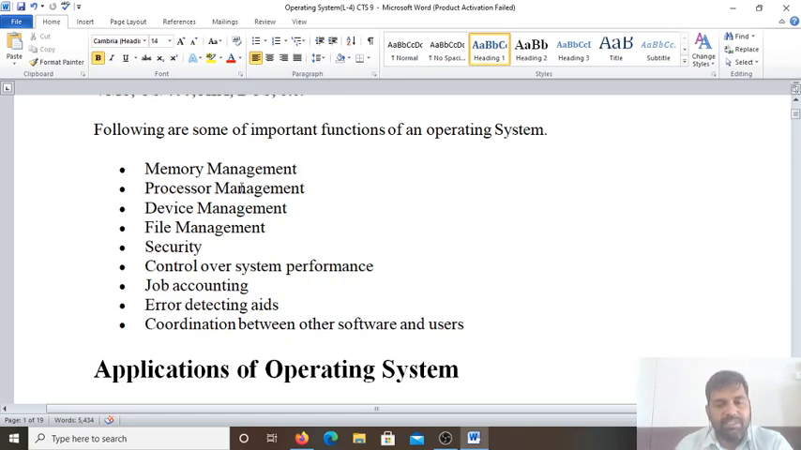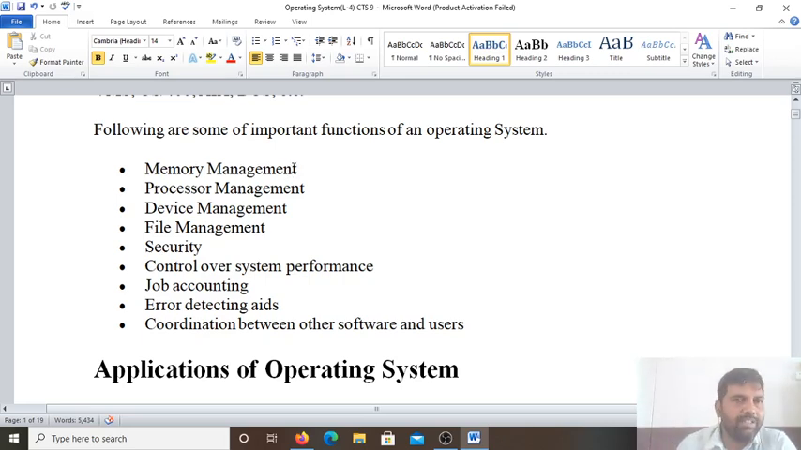Processor management means the operating system manages the working of the CPU by allocating the CPU to various jobs. It also ensures that each process and application receives enough processor time to function properly. There are many algorithms used to assign the processor to the processes, like the round robin algorithm, which is not part of the syllabus, but you will learn it in higher classes. There are also the first come first serve policy and many other algorithms.